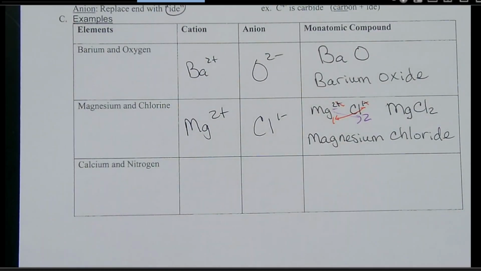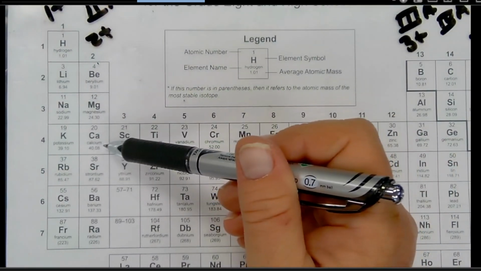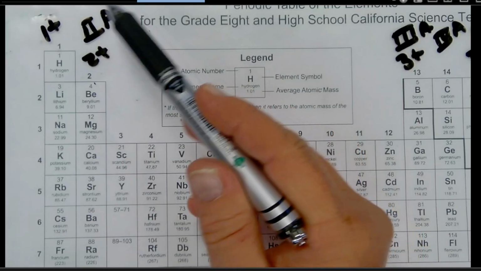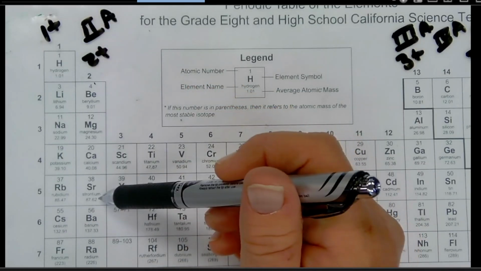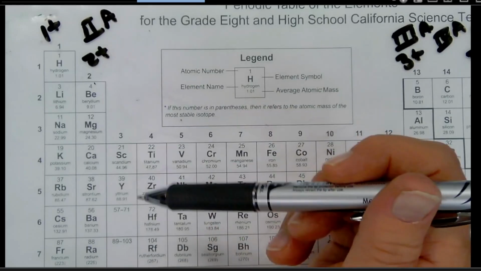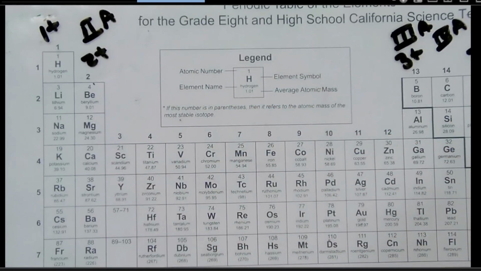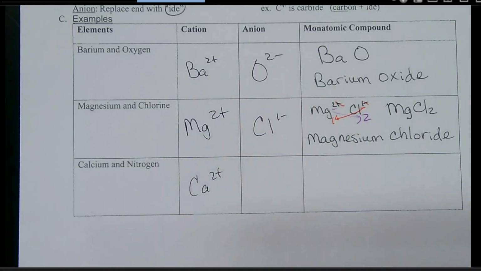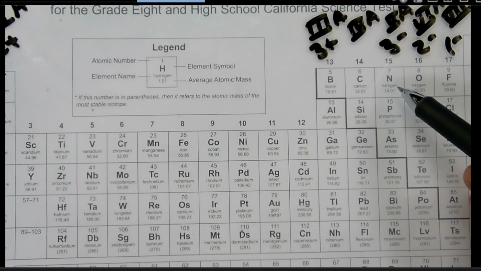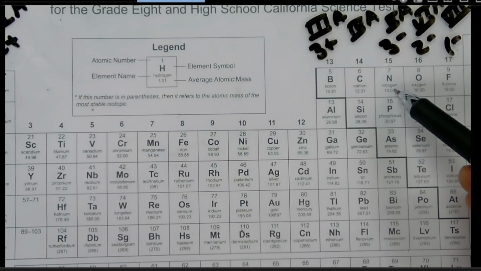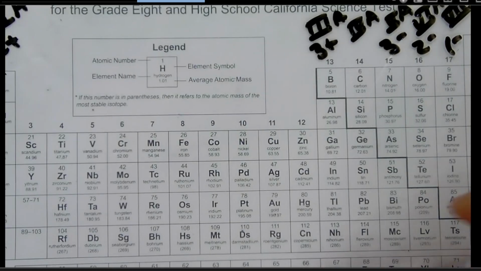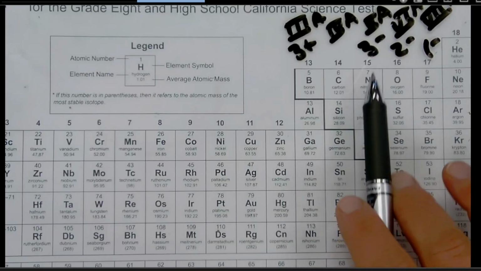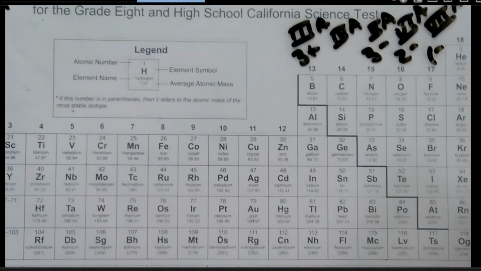Calcium and nitrogen. So let's look up calcium. Calcium is on the left side, it's a metal, so it's going to be our cation. It has 2 valence electrons, our group 2A. So it's going to lose those 2 valence electrons to become a 2 plus. Nitrogen is over here. It is a non-metal. So it's going to gain electrons on the right side. It wants to become like a noble gas. So it'll gain 1, 2, 3 to become a 3 minus.